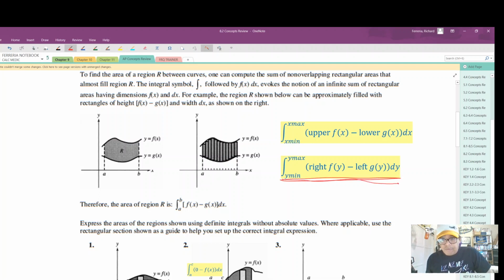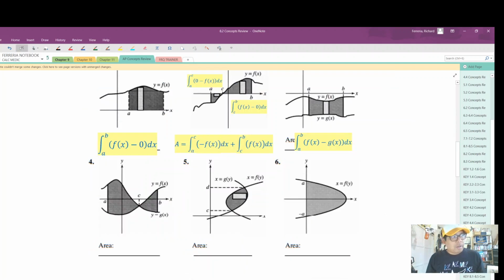We're going to integrate from a lower y equals a to an upper y equals b, and we're going to do the right function minus the left function. Okay, I think it's pretty easy to see here the lowest value of y is c, and the upper value of y, the highest value of y, is going to be d. So we're going to be integrating from c to d.